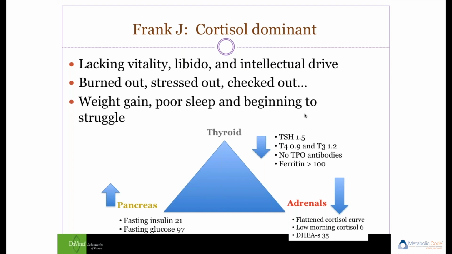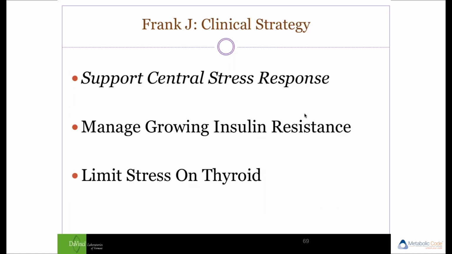What do we see for his blood sugar? Fasting insulin is 21, so he's becoming hyperinsulinemic. His fasting glucose is 97, so there's some real work to be done there. Now, when we look at his thyroid, his TSH is low. You say, oh, that's okay. But wait a minute, his T4 and T3 are low too. So now he's got this central suppression of the HPT axis. This means that stress has been a bigger feature of his illness complex.